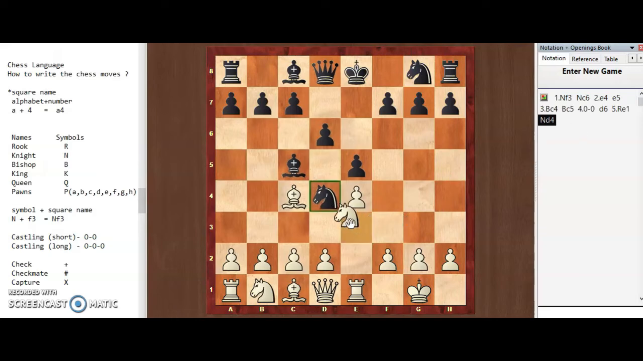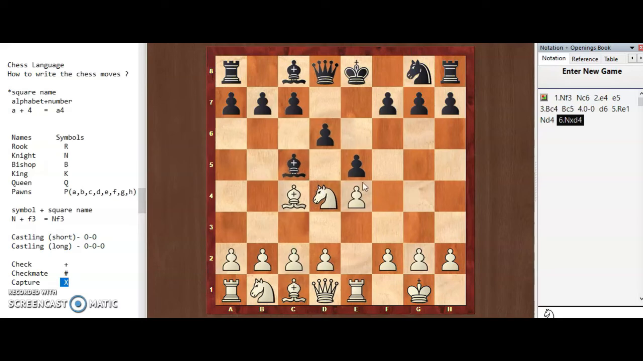Now I'm capturing the knight here. So N cross D4 is here. Why is the cross, the X, there? The capture symbol is this X, N X D4. We can say N cross D4. That sounds good. Now the bishop can take it on D4, so that will be B cross D4.